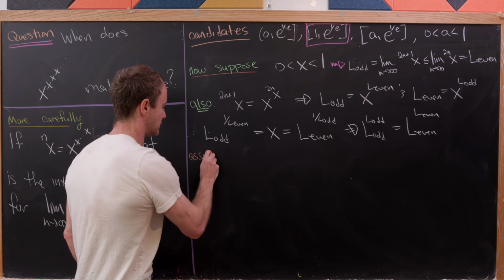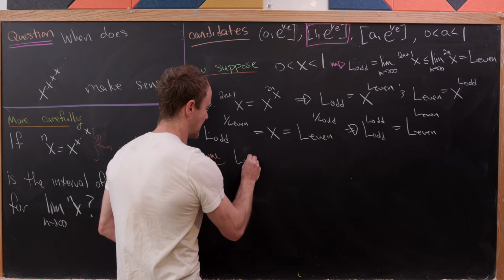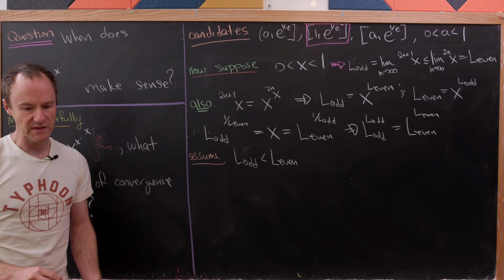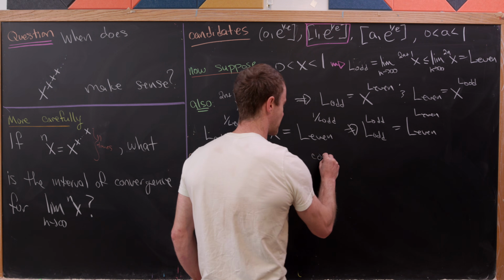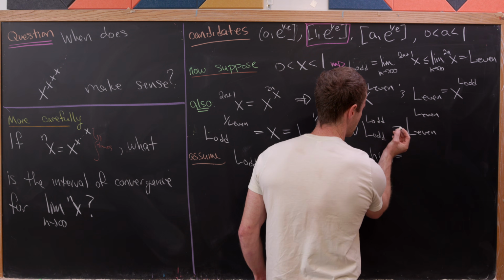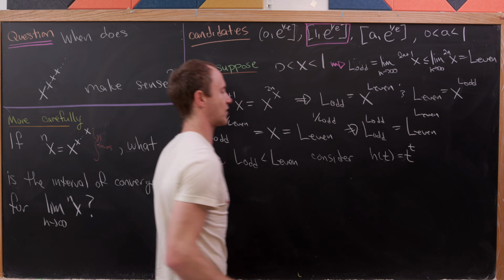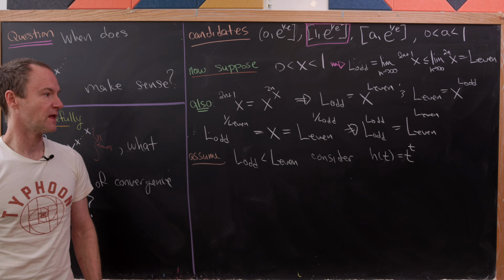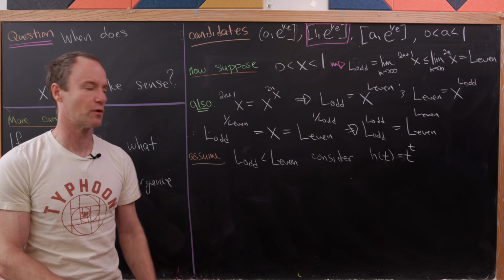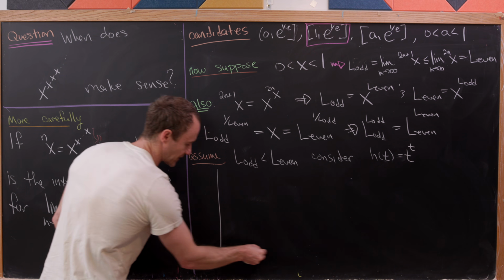So let's assume that we have L odd is strictly less than L sub even. And then I want to consider the following function. I'm going to call this function h of t, which is equal to t to the t, just because I've already used x up there. And now, via a very, very similar analysis to what we did to t to the 1 over t, we can come up with a quick graph of this function.